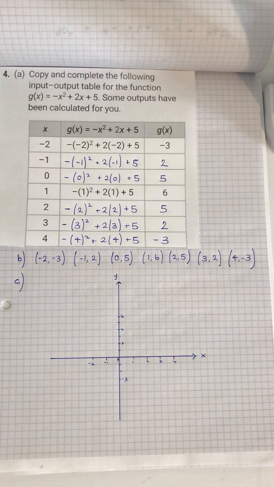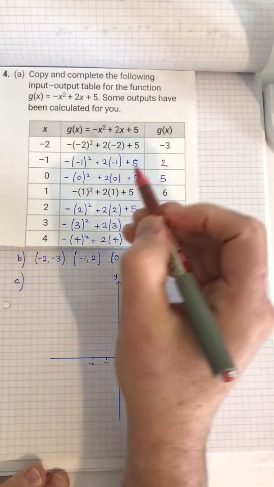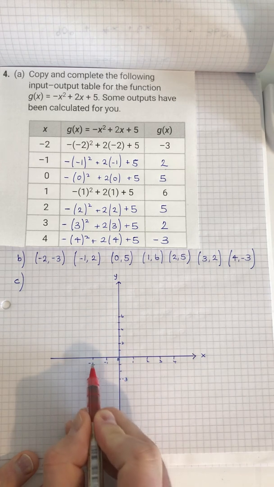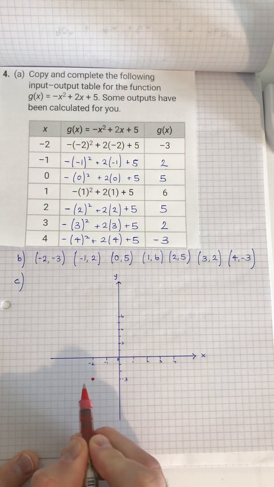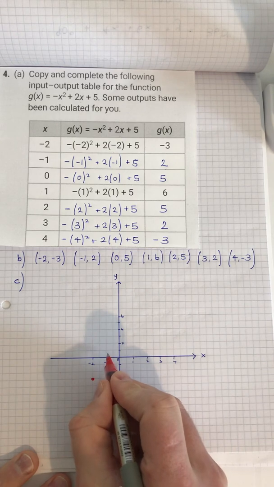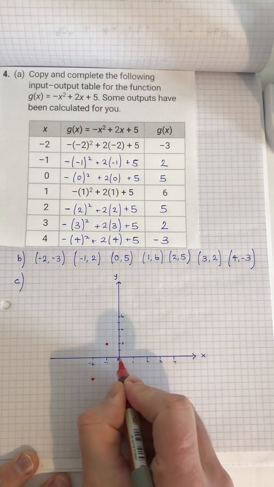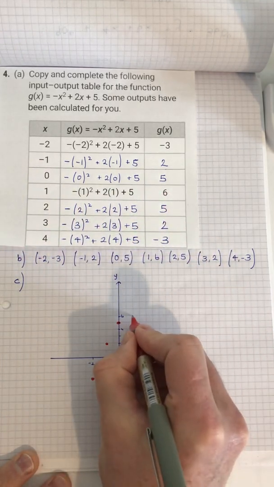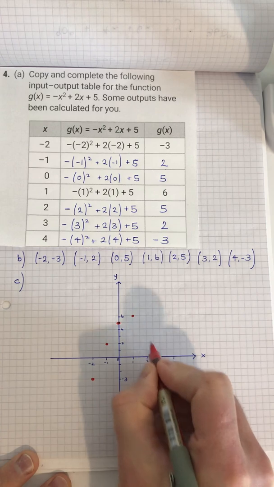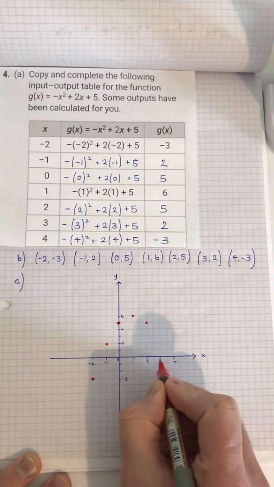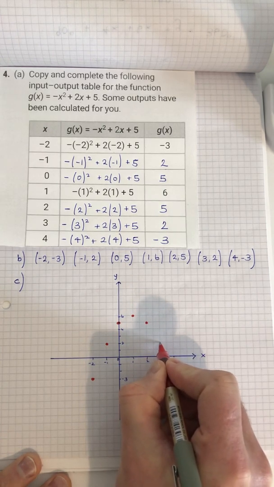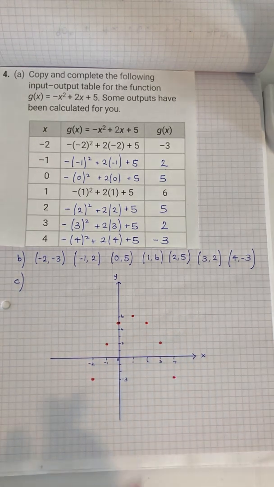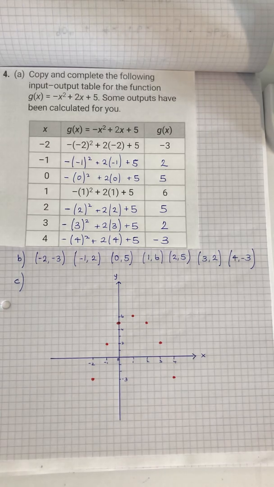So we're going to plot those points. Minus 2 down to minus 3, minus 1 up to 2, 0 up to 5, 1 up to 6, 2 up to 5, 3 up to 2, and 4 down to minus 3. And that's part C, plot the points.